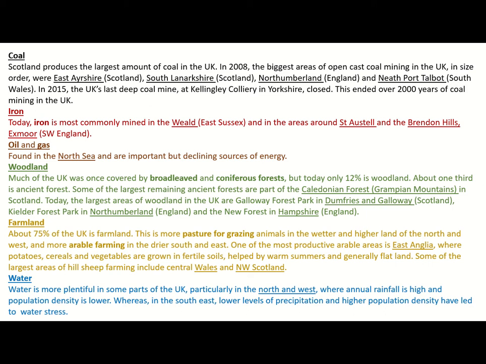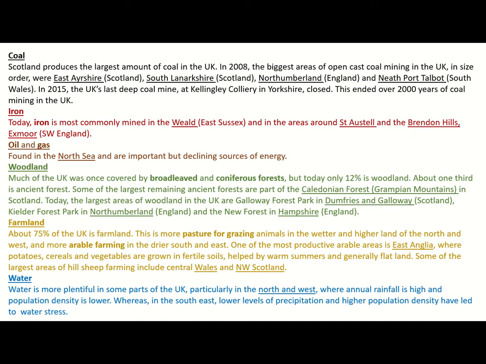And if you want to do a bit of extra research online, if you want to find the UK's current active coal mine, then please do. Then go to iron, and you can see it's the Weald in East Sussex, so you should be able to find that using Google. St Austell in Cornwall, the Brendan Hills in Exmoor. Again, all places where there's quite a lot of iron. I say quite a lot, a chunk of iron. Okay, we still mine quite a lot of iron and buy it in from other nations, but in the UK we do have iron deposits.